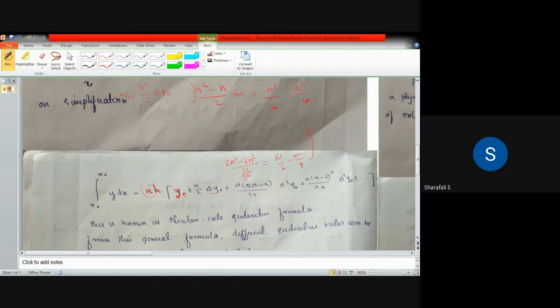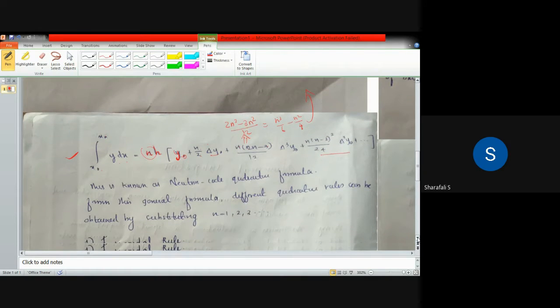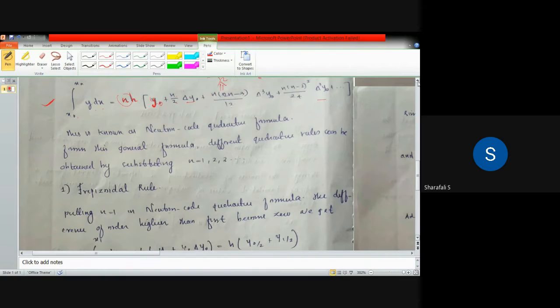Okay, so that is the same. So if you simplify that equation, you will get an expression like this for the integration from x0 to xn of y dx. And the fourth term also you can consider. Okay, and this particular equation is known as Newton's quadrature formula. Quadrature formula.